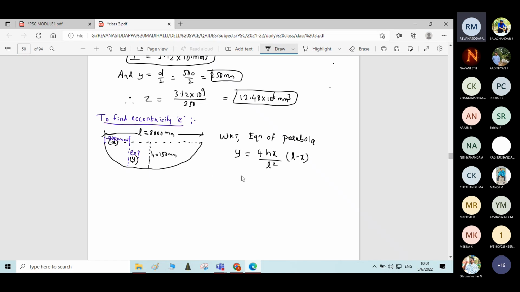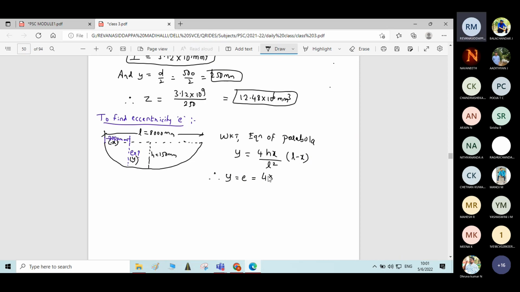Okay, so to calculate here x equal to 3000 mm, L is nothing but the length of the beam or length of the parabolic cable, 8000 mm. Substitute this and you will get the eccentricity at 3000 mm. Therefore, y is equal to E. With respect to our problem, y is nothing but eccentricity E. Okay, y is equal to 4hx.